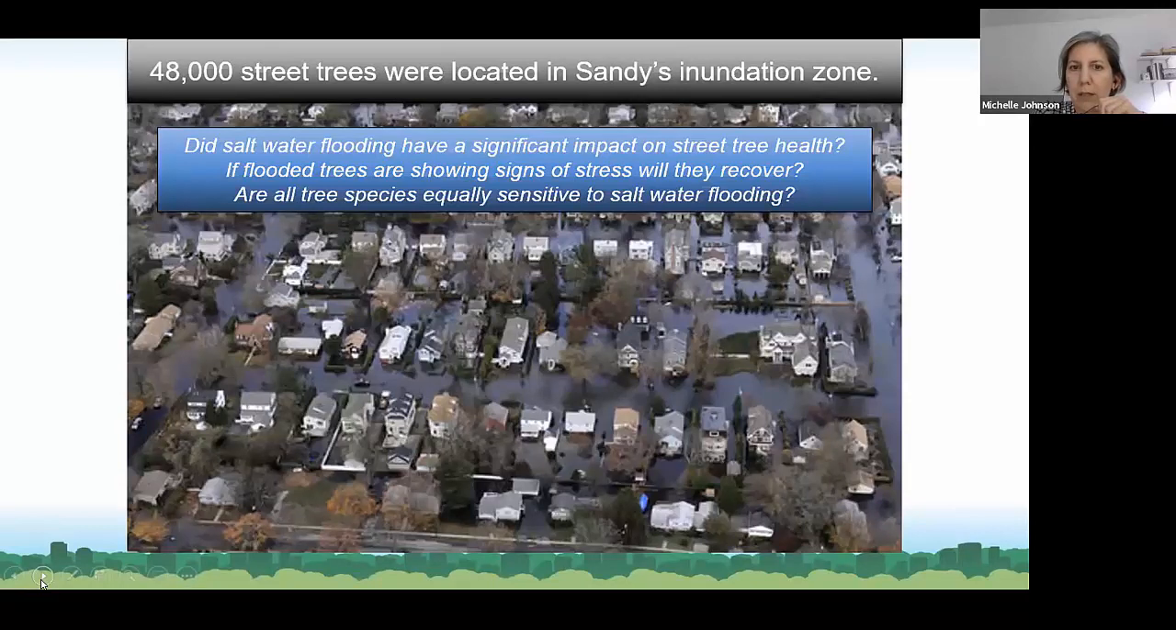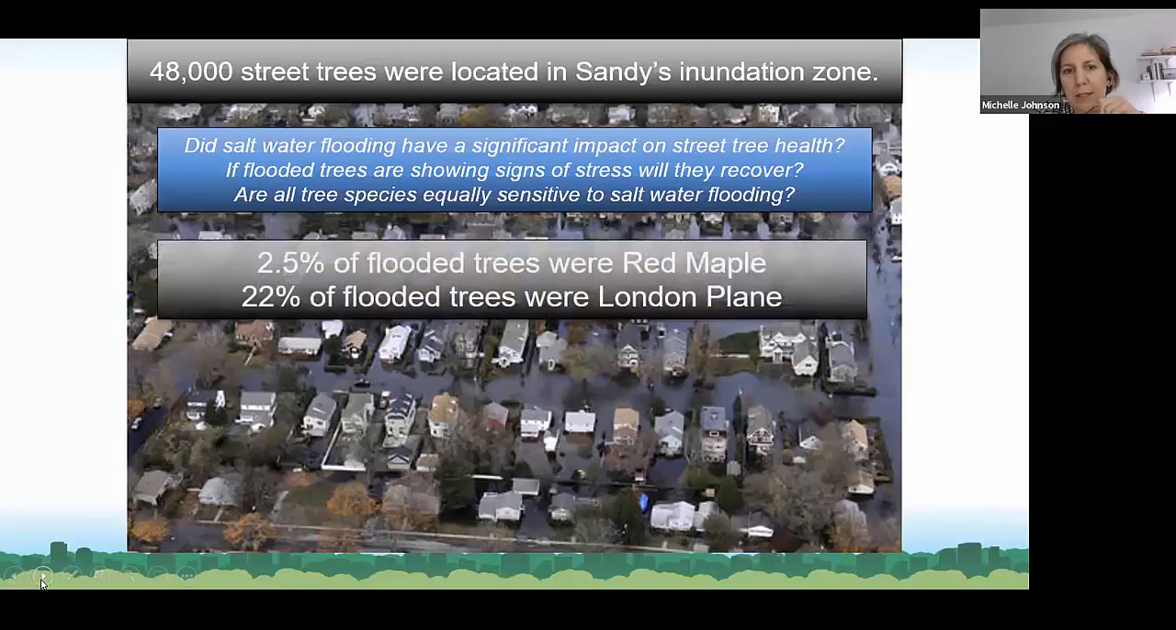They approached Rich, myself and Nancy Santi, and said, hey, it'd be great if we could do a scientific study to really evaluate this in more detail, beyond this broad monitoring approach with the late leaf out study. Sitting down, Rich and Nancy started developing these questions. Did saltwater flooding have a significant impact on street tree health? If flooded trees are showing signs of stress, will they recover? And also, are all tree species equally sensitive to saltwater flooding?